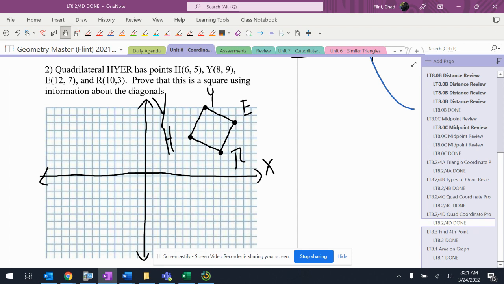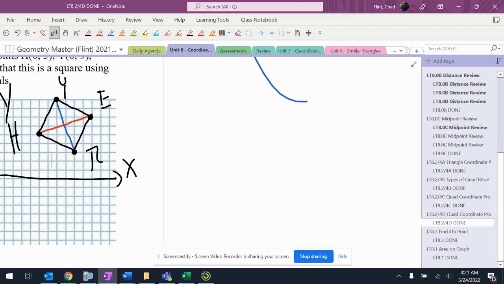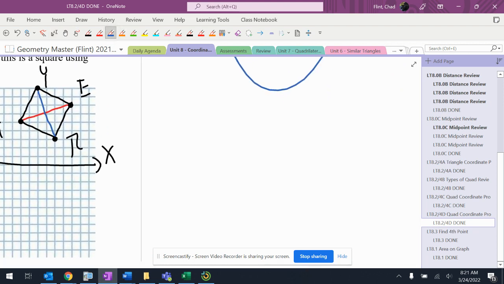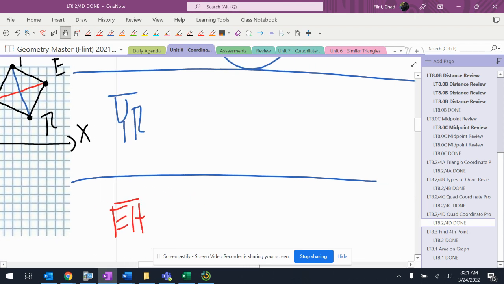Okay, so there is my square. Now it wants me to do information about the diagonals. So there's one diagonal, and there's the other diagonal. I'm going to do them in different colors because things are going to cross that normally don't cross. So I've got YR, and then I've got EH.